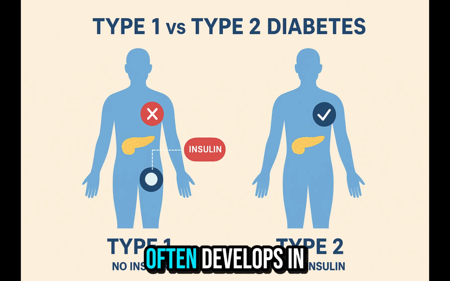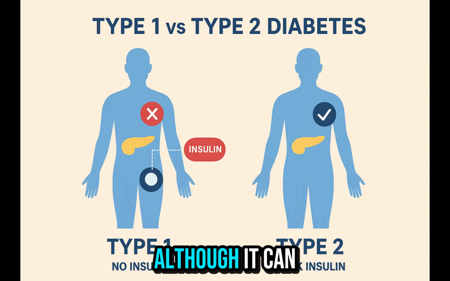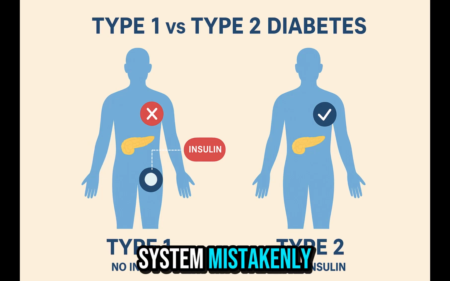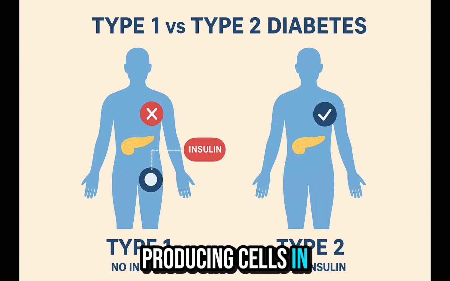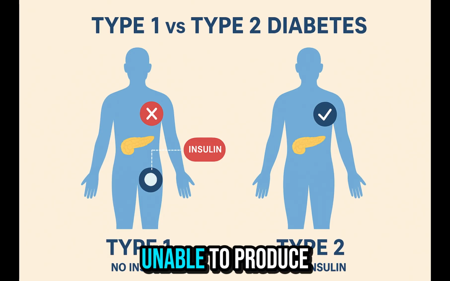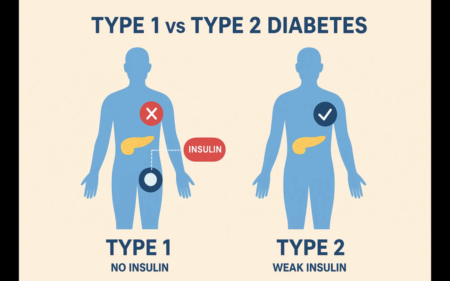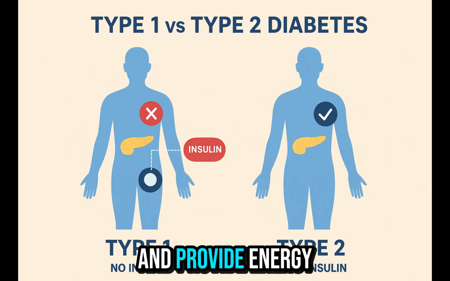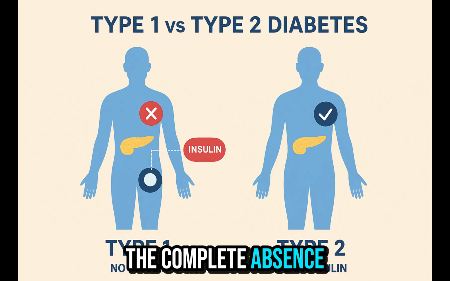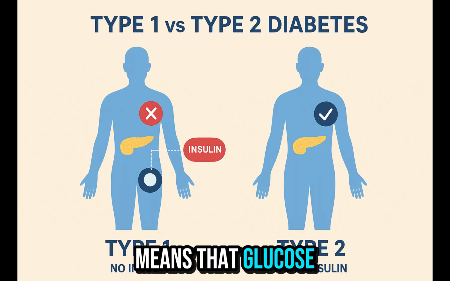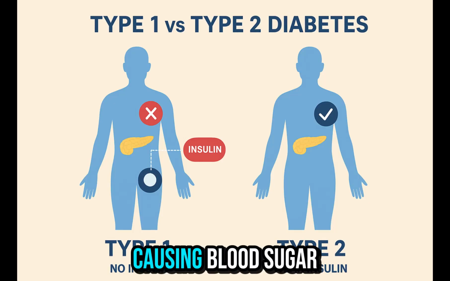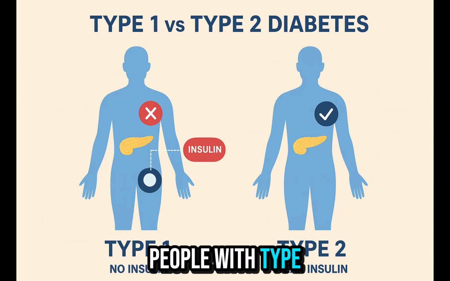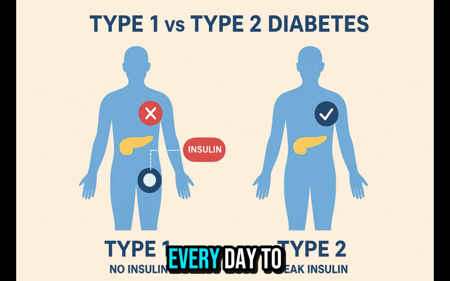Type 1 diabetes often develops in children or young adults, although it can occur at any age. In this condition, the body's immune system mistakenly attacks the insulin-producing cells in the pancreas, leaving the body unable to produce insulin. Since insulin acts as a key that allows glucose to enter the cells and provide energy, the complete absence of insulin means that glucose remains trapped in the bloodstream, causing blood sugar to rise dangerously. People with type 1 diabetes must take insulin every day to survive.